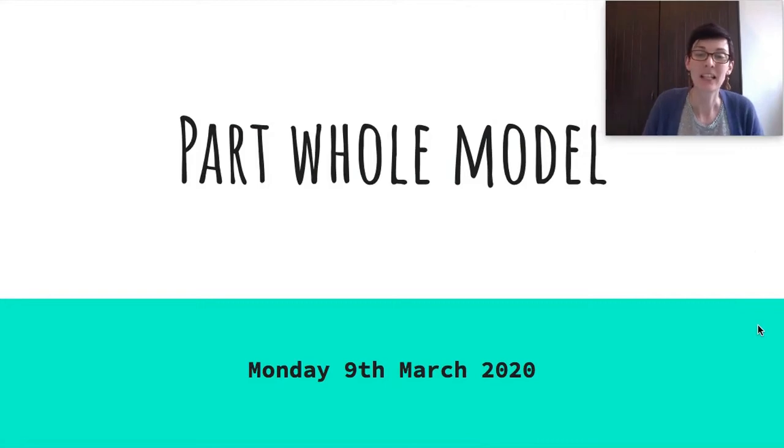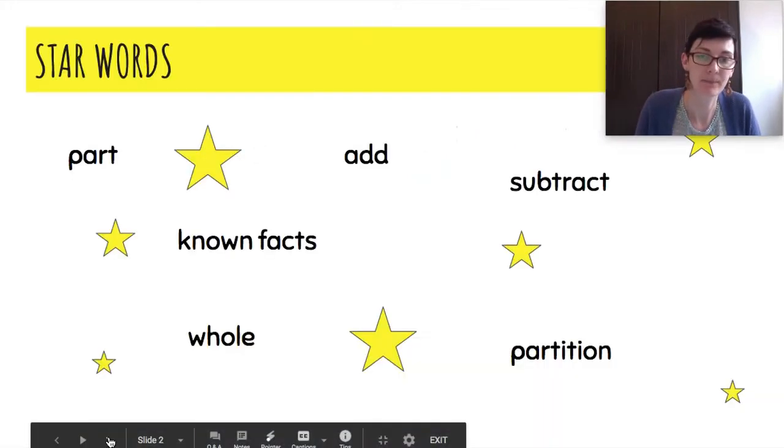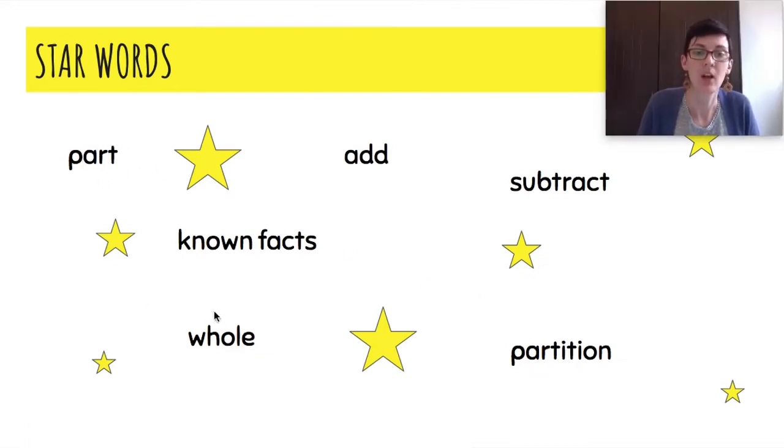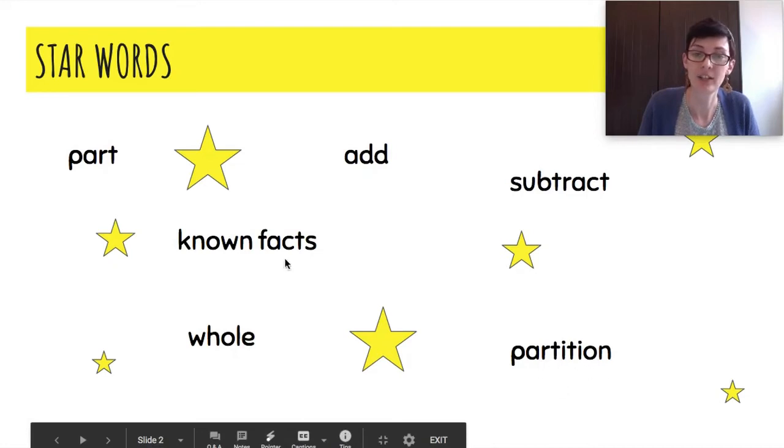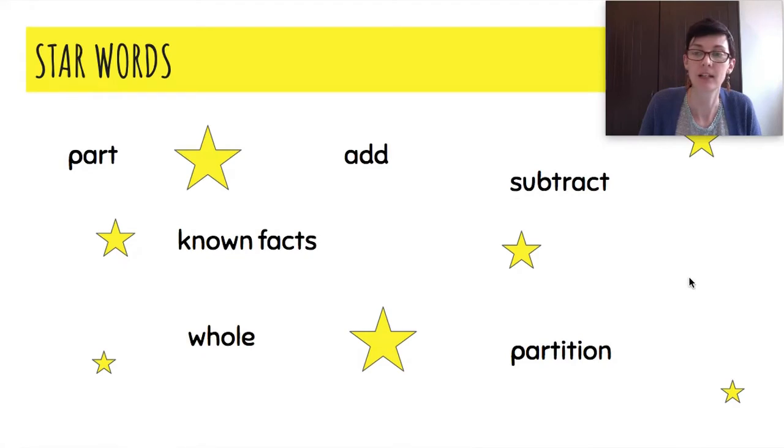Hi Year 1. Today we're going to look at part-whole model. This is something that we looked at in school a while ago, but we're going to have another look at it again today together. So our star words for today are part, whole, partition, known facts, add and subtract.